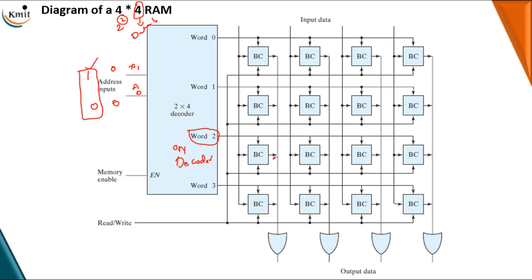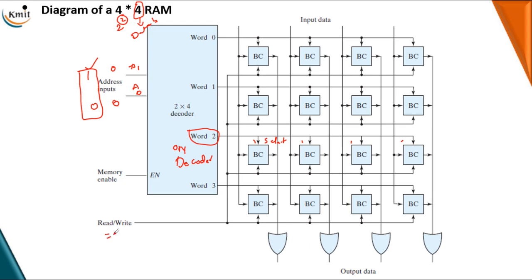Since we have 4 binary cells here, these 4 binary cells have 3 inputs. The first one is the select input; for all the 4 binary cells, the select input is connected to that memory word. Since memory word 2 is selected, all the select inputs of each binary cell are equal to logic 1. So these 4 binary cells are selected, and now it depends on read or write.